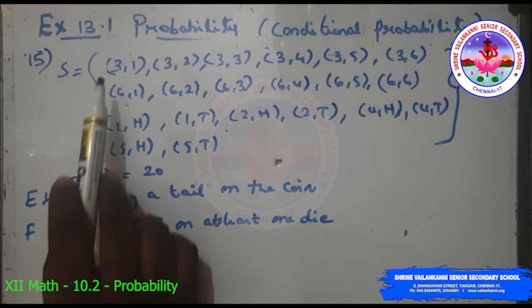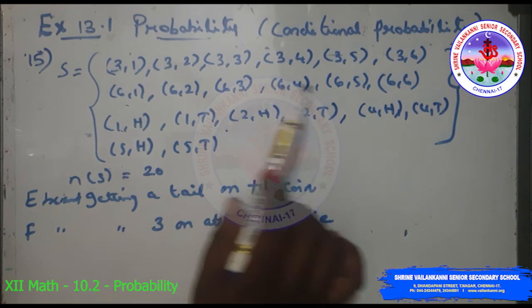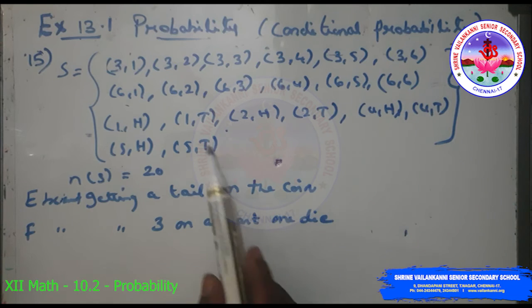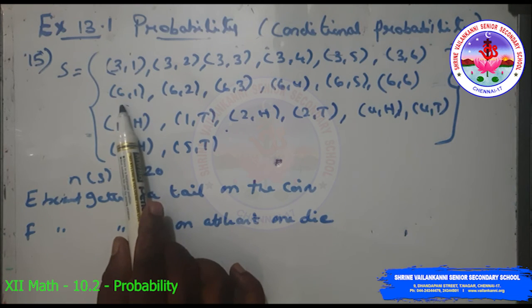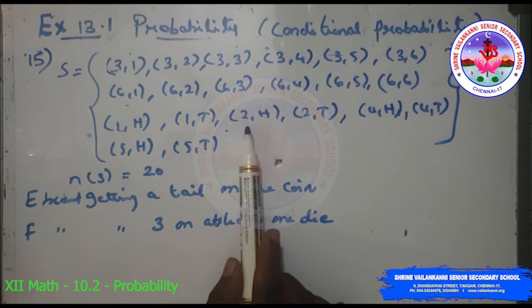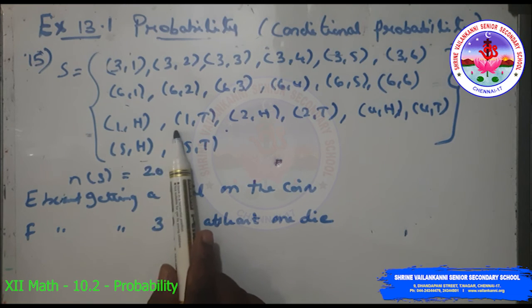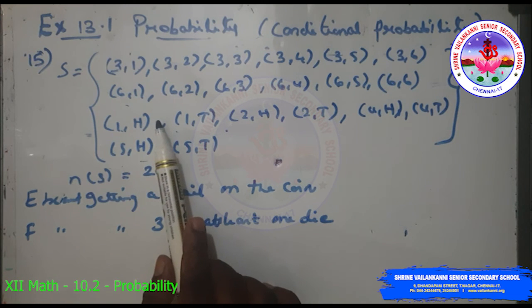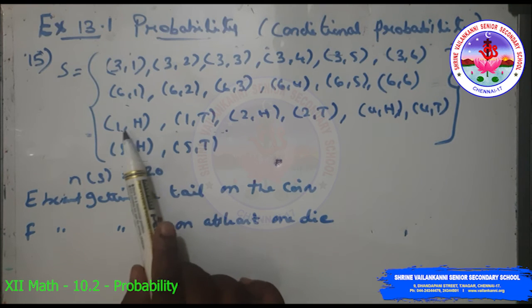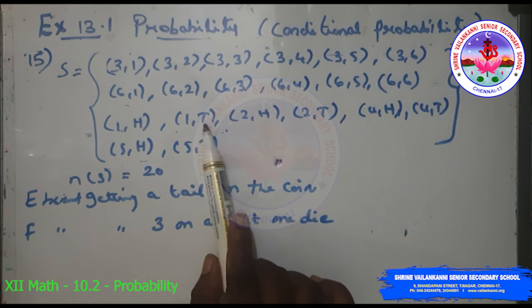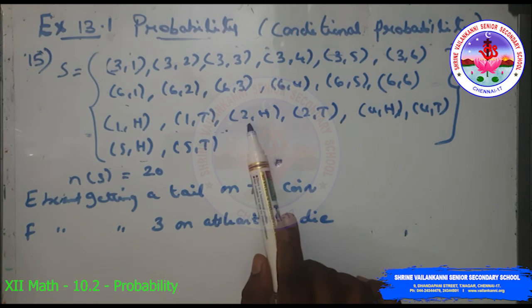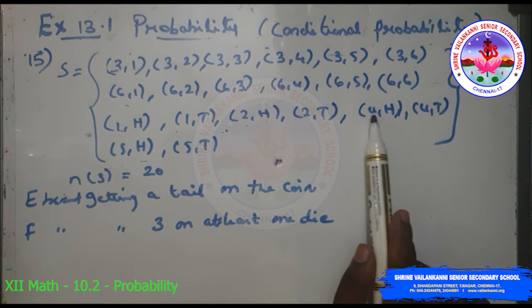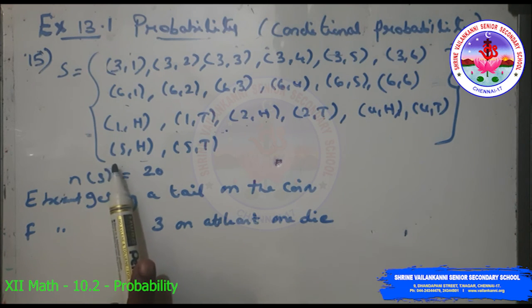So if a multiple of 3 comes, we throw again. If any other number comes, that is 1, 2, 4 and 5, we have to toss a coin. When we toss a coin, it comes as head or tail. So if it is 1, it is 1 head, 1 tail. If it is 2, then 2 head and 2 tail. If it is 4, 4 head and 4 tail. If it is 5, 5 head and 5 tail. Then find the conditional probability of the event that the coin shows a tail.